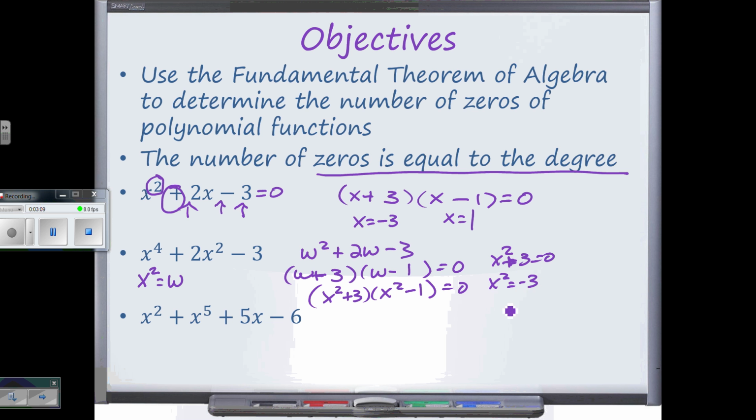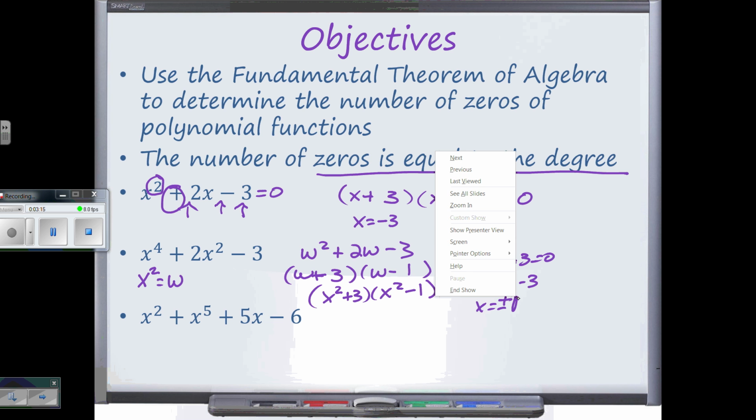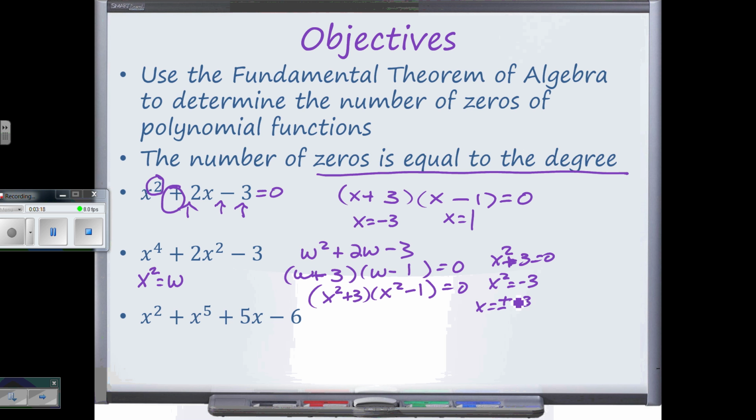x squared equals negative 3. So x is going to equal plus or minus the square root of negative 3, which, as we know, is an imaginary number. So what I get is x equals plus or minus root 3i. Okay, so there's two factors. Then I take x squared minus 1 equals 0, x squared equals 1. Square root both sides, x equals plus or minus the square root of 1, which is 1. So there's my other two. So I have 4 altogether: plus and minus 1, plus root 3i and minus root 3i.